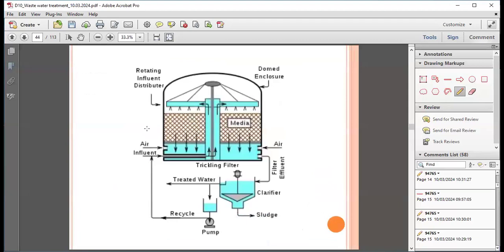This is the system: rotating influent distributor, domed enclosure, media, air, injecting air, effluent, media, air, filter effluent, clarifier, sludge. One of the treatment plant systems, the treated water. So what's the meaning? Influent is the sewage, sewer water. Sludge.